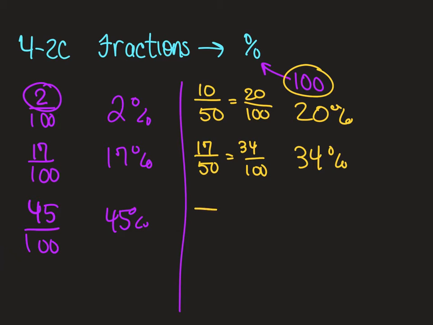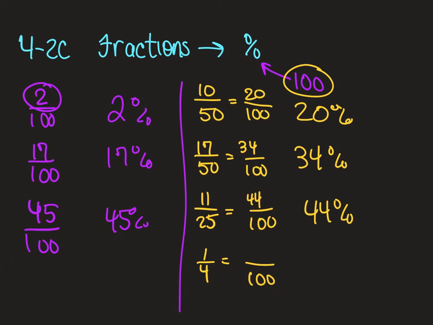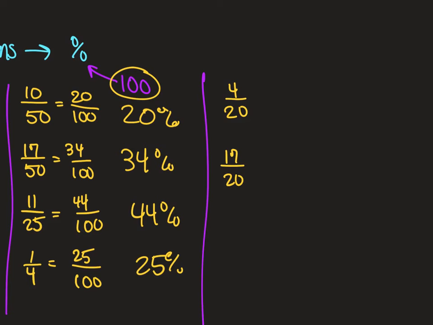What if it was 11 out of 25? Well, I can make 100. I know that 25 times 4 is 100. So 11 times 4 is 44. It's 44%, because 44 out of 100. Let's see, what if I had 1/4? Can that make 100? Sure it can. Times 25, times 25, 25%. What if the denominator was 20?